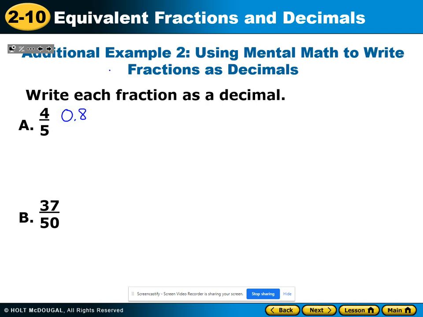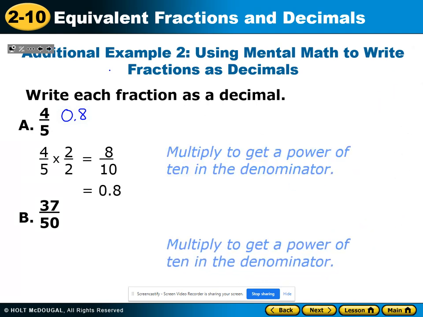0.8. I know these because each time you have a fifth, it's 0.2. They'll do the division. 2 times 2, that gets 8 tenths. It says it, that's 8 tenths. You could still do the division of 4 divided by 5 and get your answer. Bring the decimal up, 0. 5 will go into 40 8 times. 0.8 is our answer.